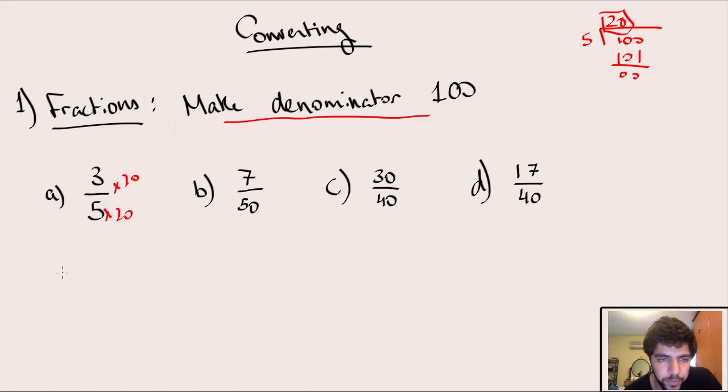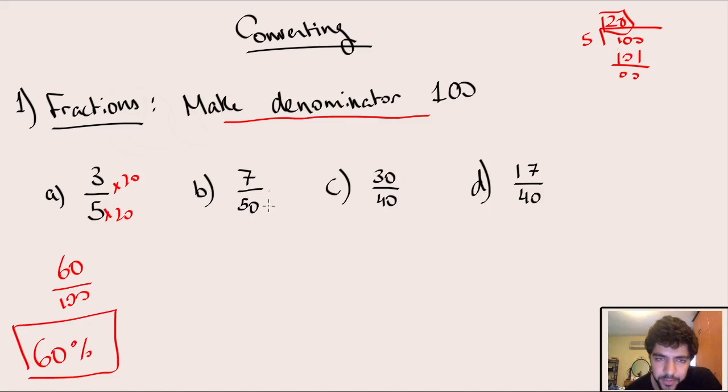And so 3 over 5 is 60 over 100, which, since it's 60 out of 100, we can just say 60%. This is what that sign means, out of 100. Okay? 7 over 50. This one's easy. 50 times 2 is 100. So we have 14%.